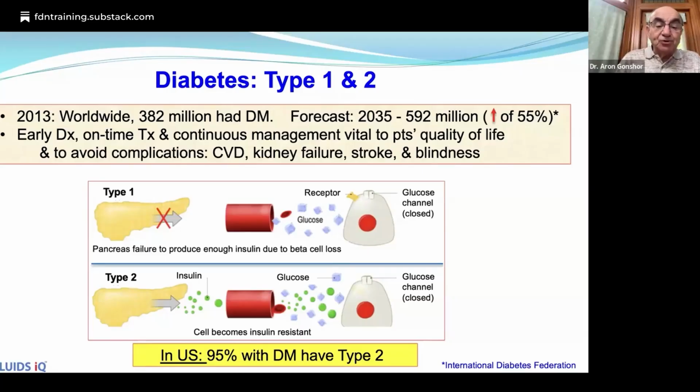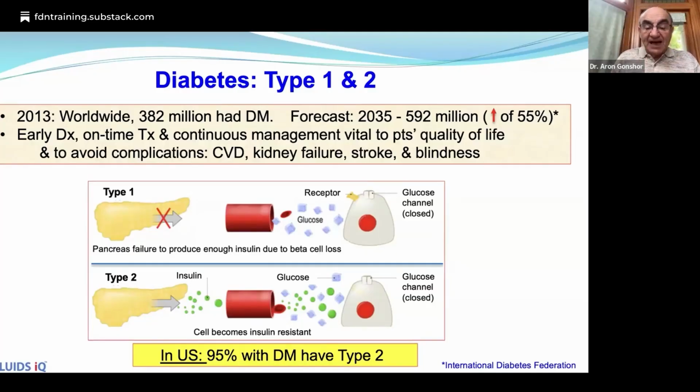This differs from type 2, where the pancreas is producing insulin, the glucose is in the blood with the insulin, but the cells have become insulin resistant. And so insulin is not able to play its role in opening up these channels to allow glucose to come in. The effect of all of that is whether you have type 1 or type 2, you're just not getting glucose into the cells.